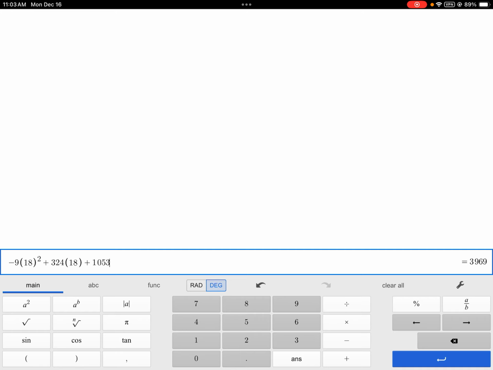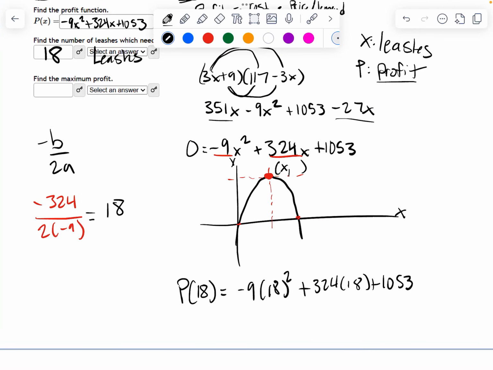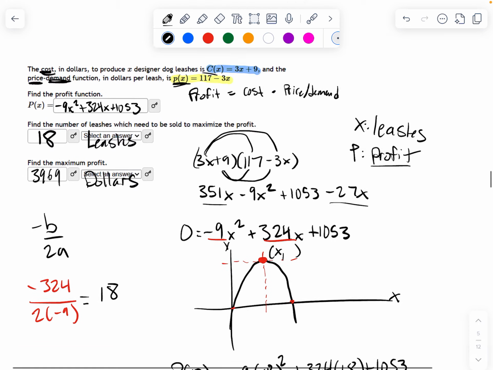All right, and there we go. That means that if we sell 18 leashes for our business, we'll earn a profit of almost $4,000. It'll be $3,969. You're working with money, so your units are going to be dollars.